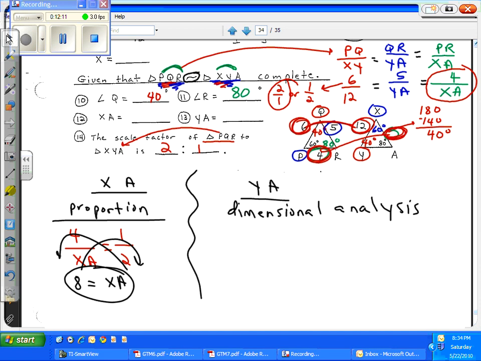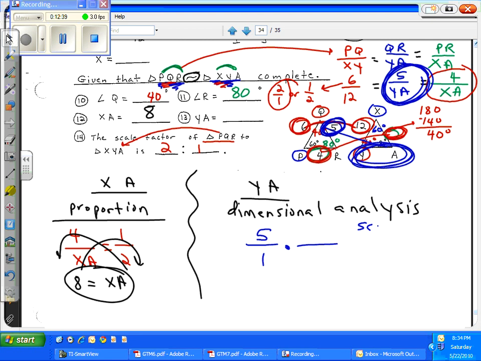Let's find YA using dimensional analysis. If we want to find YA, we're going to start with its partner. Now, YA's partner, if you look at the top right-hand side, is 5. And then we're going to multiply by the scale. Now, the 5 is a side of the little, and YA is a side of the big. And so we're going from little to big, and so we're going to scale up. And so we use the big version of the scale factor, 2 over 1, and we get that YA is 10.